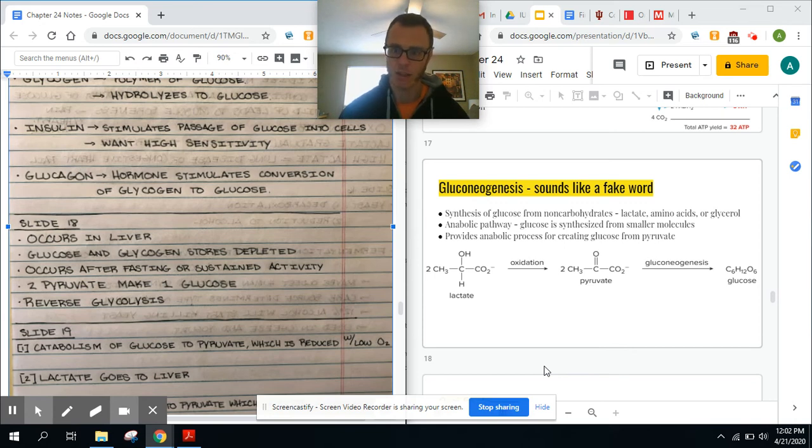And this is anabolic. That means we're growing molecules. Two pyruvates will make one glucose. It's sort of like the reverse of glycolysis. We have pyruvate. We have lactate, which is oxidized pyruvate. Pyruvate then undergoes gluconeogenesis in the liver because that's where so many chemical reactions happen, and we get glucose.